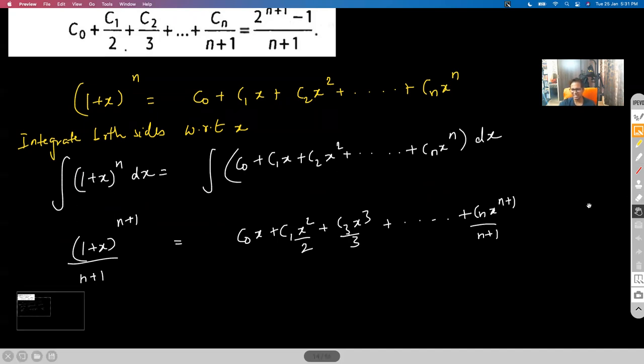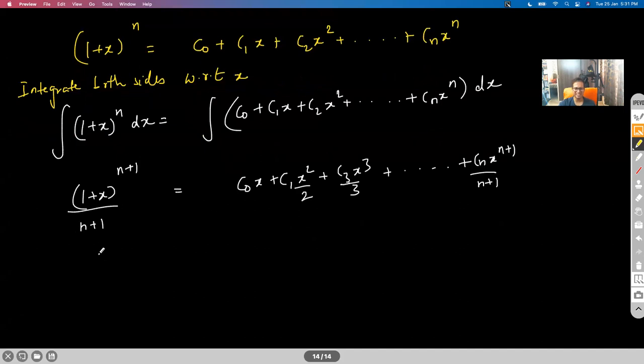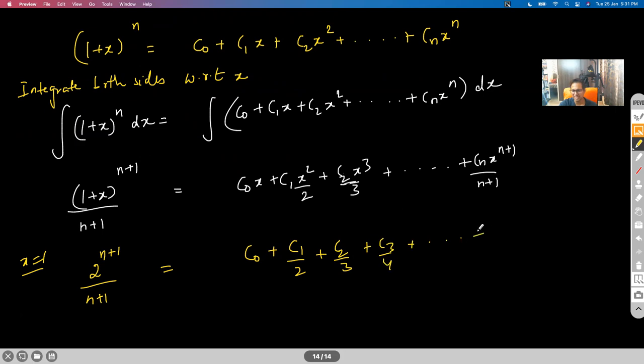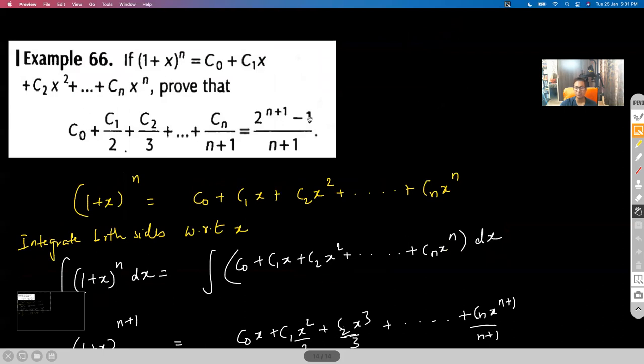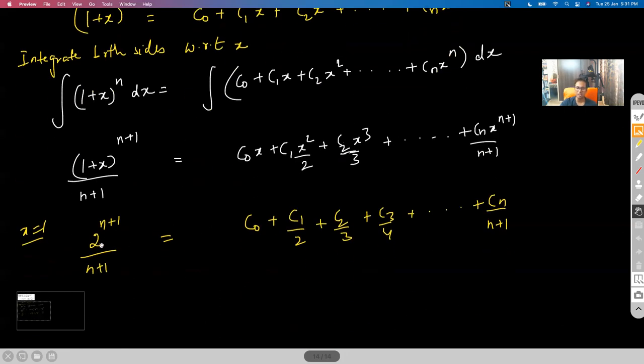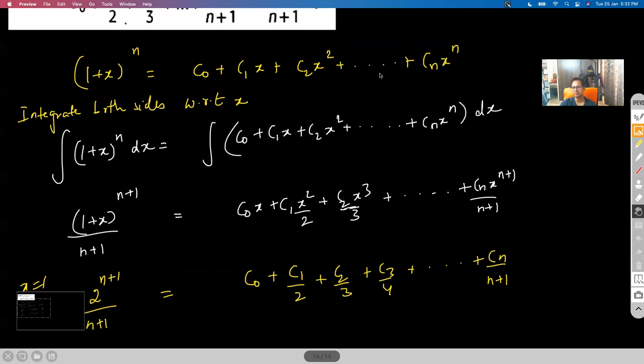Now, if I put x as 1 on both sides, you'll end up getting 2 to the power n plus 1 by n plus 1. And on this side, you'll get C0, C1 by 2, C2 by 3, C3 by 4, till Cn by n plus 1. Now I see here that in the answer, they don't have what I have got. They have got 2 to the power n plus 1 minus 1 by n plus 1, whereas I have got 2 to the power n plus 1 by n plus 1. Where is that minus 1 gone? So what mistake have I committed over here?